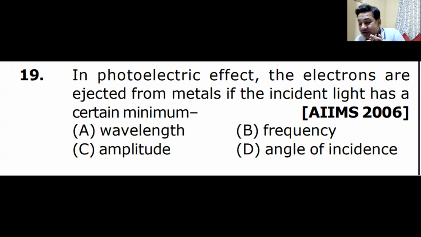In photoelectric effect, the electrons are ejected from metals if the incident light has a certain minimum what? Minimum frequency. That frequency is known as what? Threshold frequency. That frequency is definitely known as your threshold frequency. That is correct. Looking for more questions.